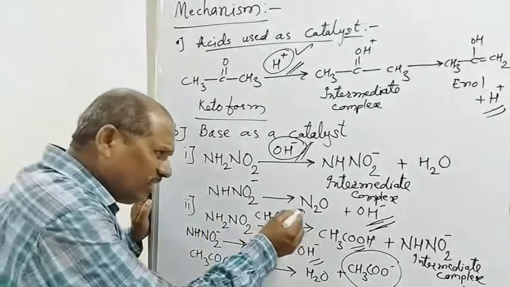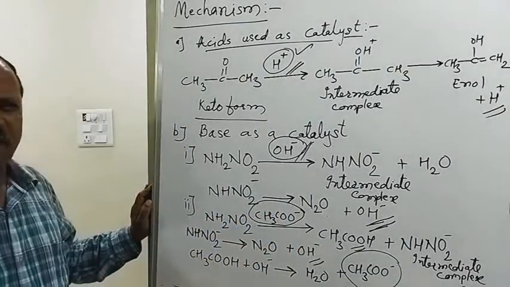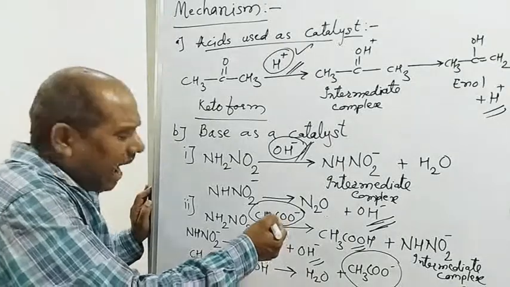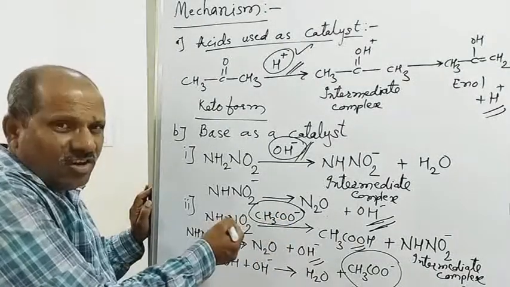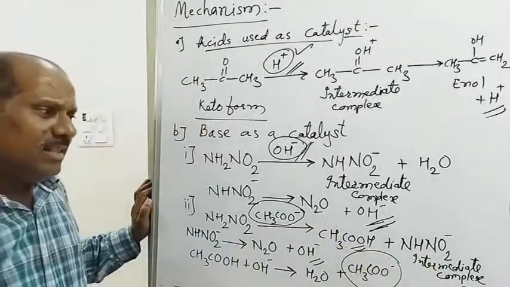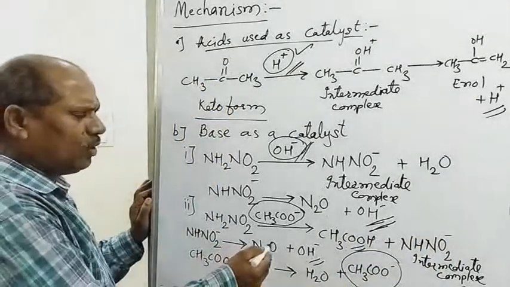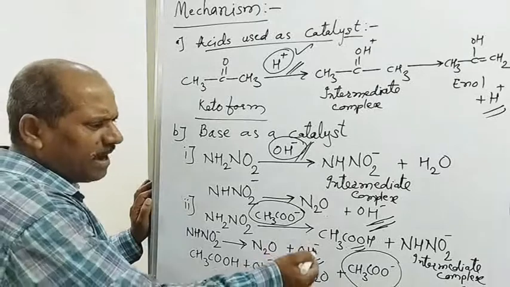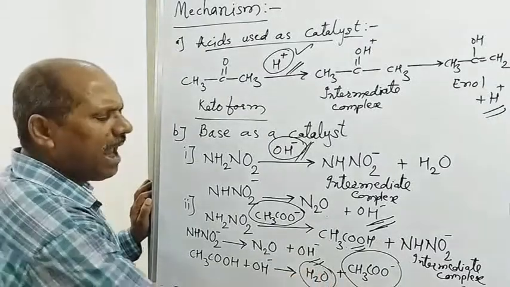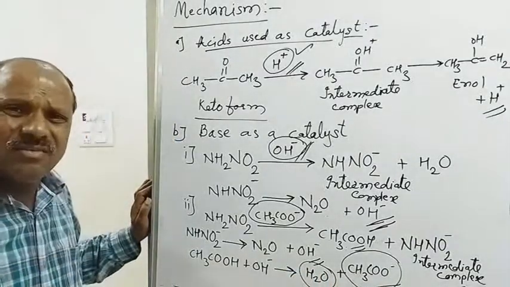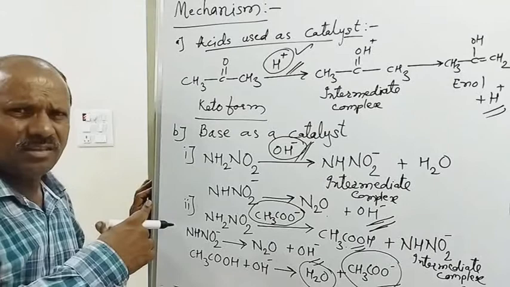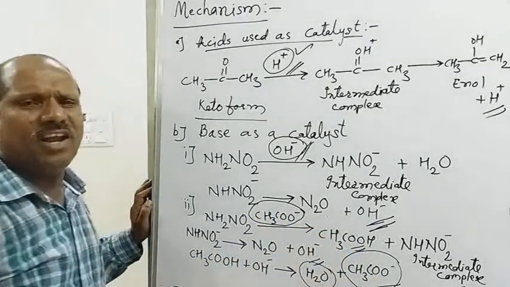In this case, the CH3COO minus, which we used during the initial stage of the reaction, the acetate ion, had withdrawn one hydrogen from the reactant and formed acetic acid and the intermediate complex. This intermediate complex upon dissociation forms N2O plus OH minus ion. But this OH minus ion and this acetic acid react with each other, forming H2O and CH3COO minus, the acetate ion, which acted here as a base catalyst, that is the proton acceptor, and is set free at the end of the reaction.